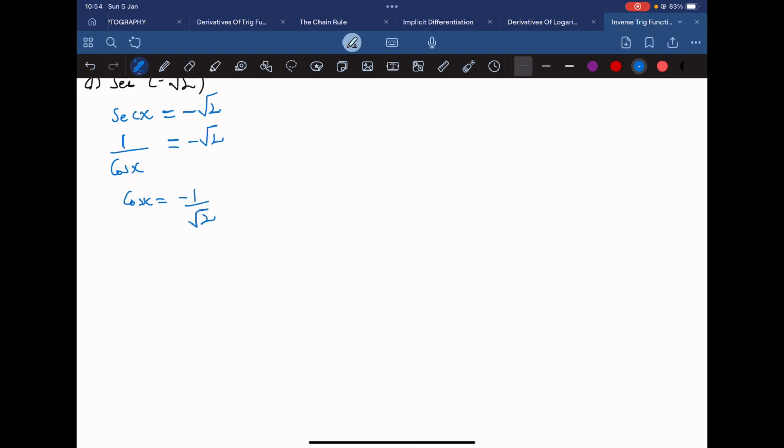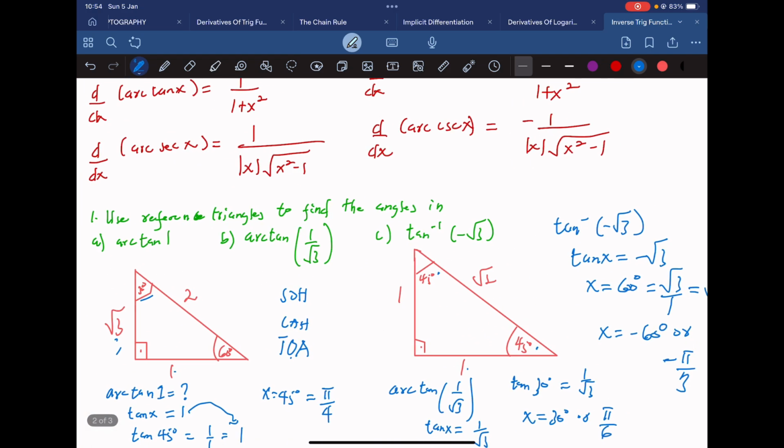So going back to the reference angles, we don't have root 2 over here. Root 2 is in the second triangle. So in that case, we are talking about a 45 value.